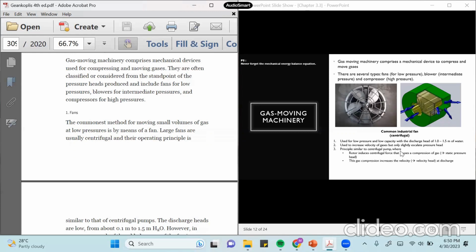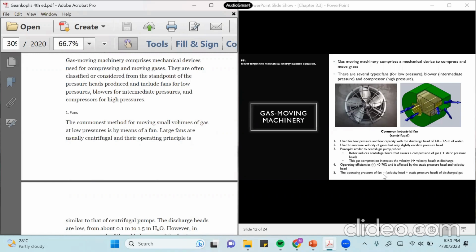The principle is similar to a centrifugal pump. The rotor induces centrifugal force that causes compression of the gas, and this gas compression increases the velocity at the discharge point. The compression is the static pressure head, and the increased velocity is the velocity head. The operating efficiency is 40 to 70%, affected by the static pressure head and also the velocity head.